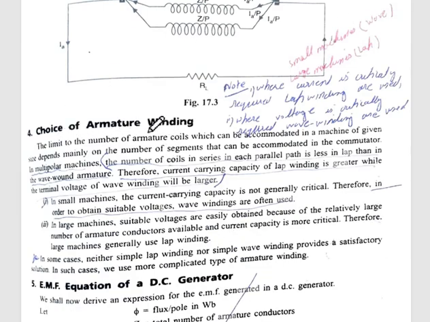Choice of armature winding. The number of coils in series in each parallel path is less in lap than in wave winding armature. Therefore, the current carrying capacity of lap winding is greater, while the terminal voltage of wave winding will be greater.